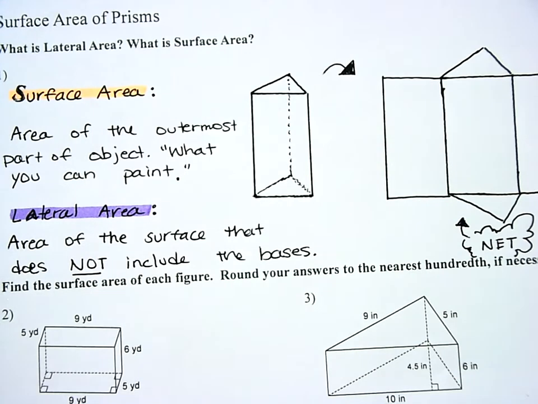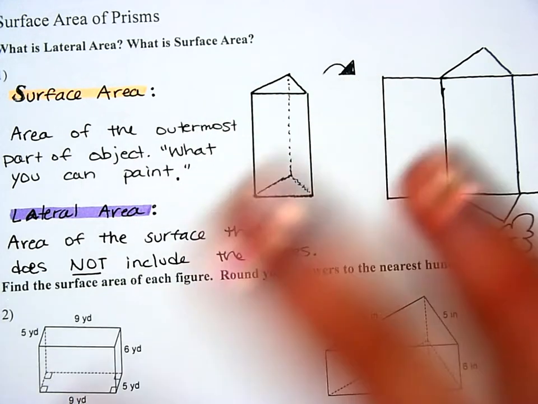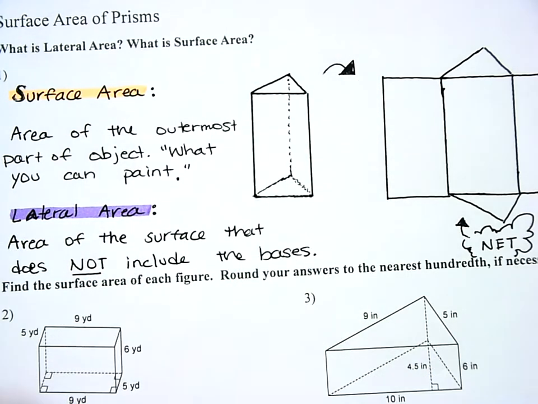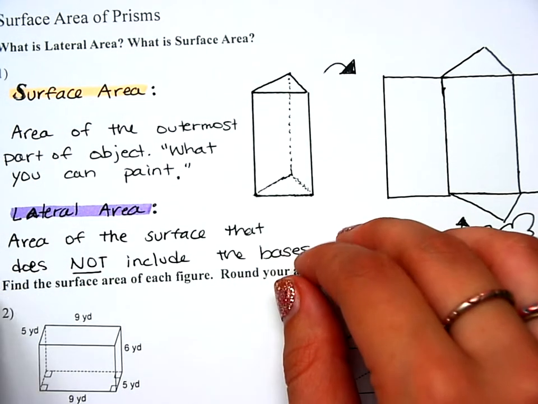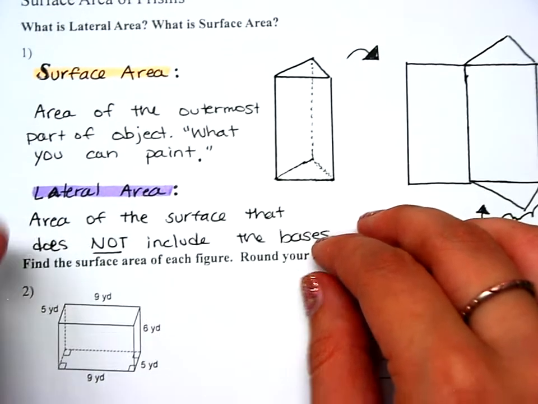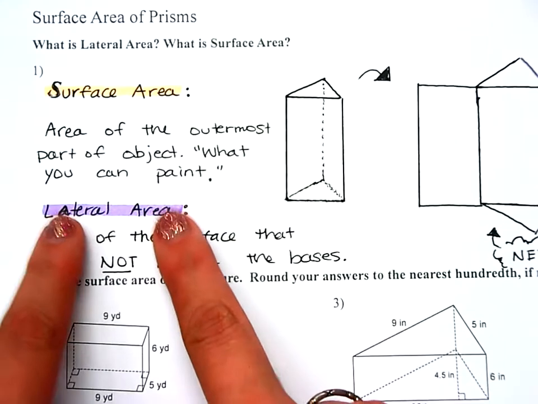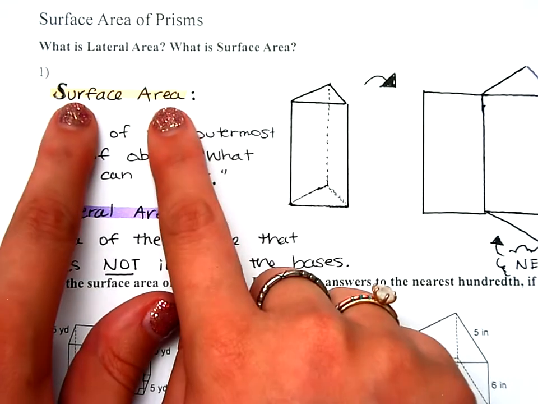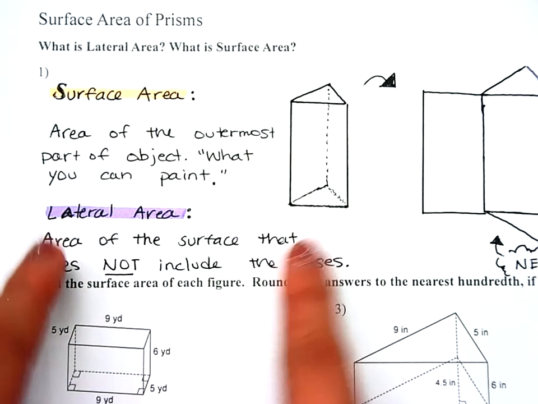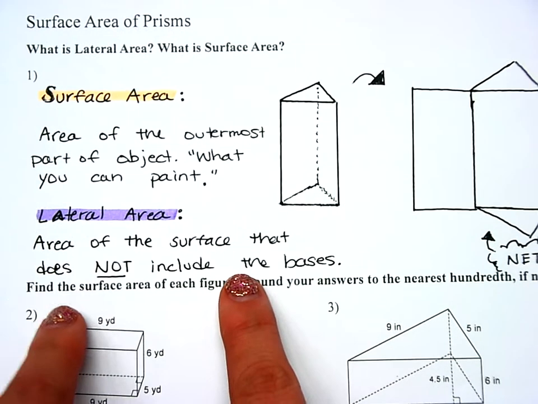In other words, and what you'll hear from a lot of teachers is, it's what can you paint, right? So it's that outer layer, it's the outer surface, and it's two-dimensional. We're finding the area of it, so not volume. The lateral area is part of that surface area. So this value in purple is always a portion of this area right here. The area of the surface that is not the bases is the lateral area.